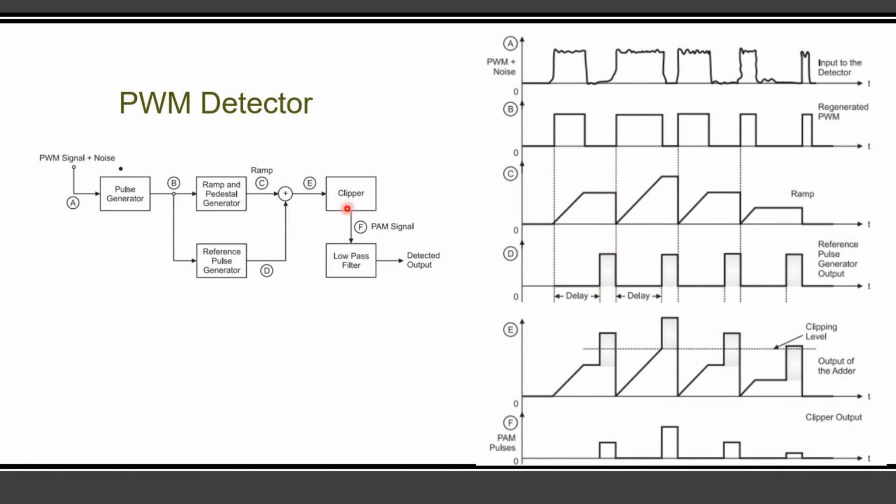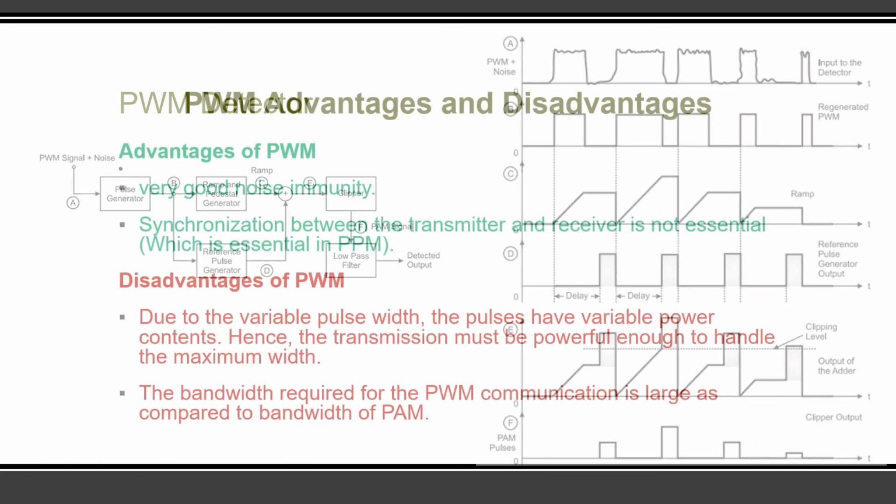After adding, by using the clipper circuit, we fix a threshold and clip out the required signal. That will be almost similar to a pulse amplitude modulated signal. So here the output of the clipper is F, the pulse amplitude modulated signal. Then this signal is reconstructed by using a sample and hold circuit and a low pass filter. So we can reconstruct the original message signal from the pulse width modulated signal.